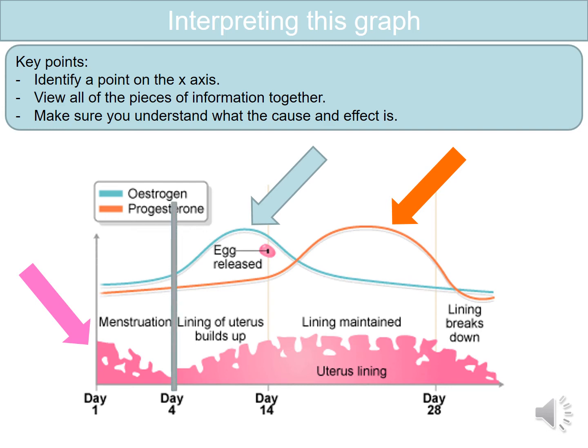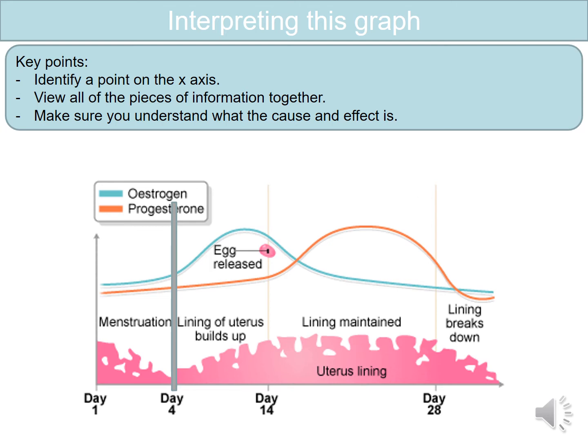So what I tend to do when there's a graph with several pieces of information is put a ruler at a point, represented here by a grey line. So if we have a look at day 4, we can see all of the information together. Estrogen and progesterone are at relatively low levels. There is more estrogen than progesterone, and both of these hormones are increasing quite slowly, but they are increasing. So day 4, the uterus lining is at its lowest, and it will soon start to build up.